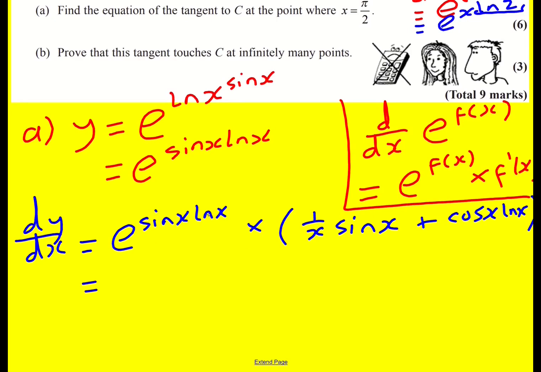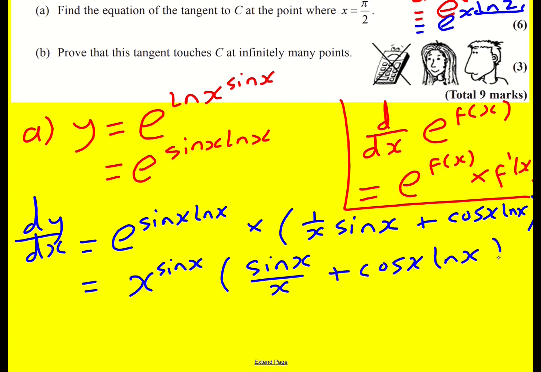And remember, e to the sine x ln x was none other than x to the sine x. So I'm going to write it back like that at the end. And that is our answer for the derivative.